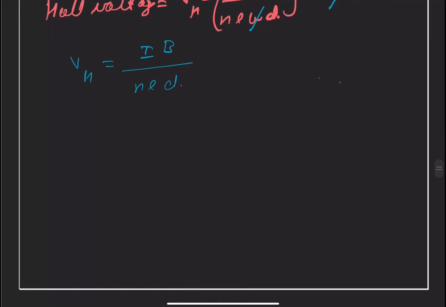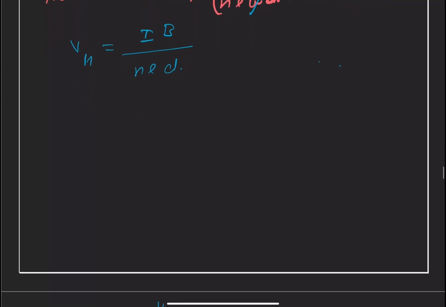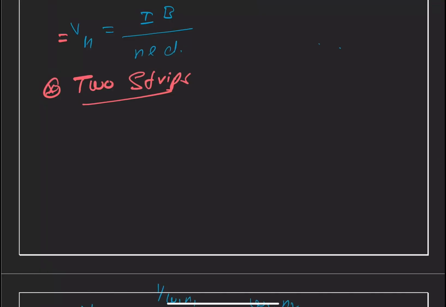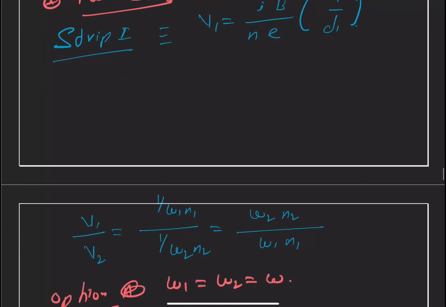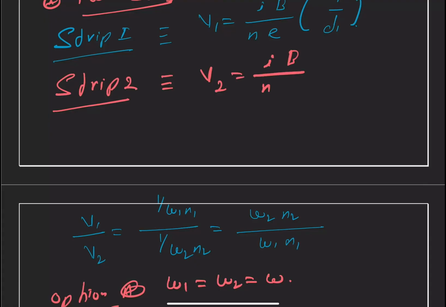Now we have two strips, and therefore we can write this is equal to our V. Therefore for strip 1 we can write that our V1 will be equal to I B N E, and we have 1 upon D1, and we have strip 2. So this gives us V2 is equal to I B N E, and this comes as 1 upon D2. Okay.